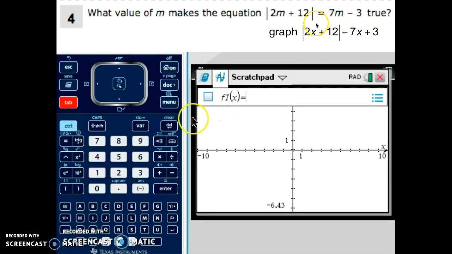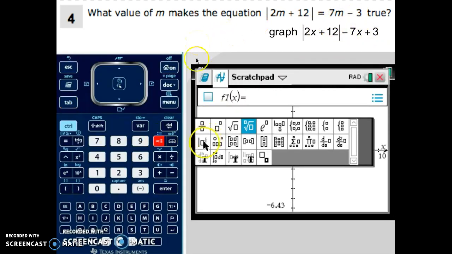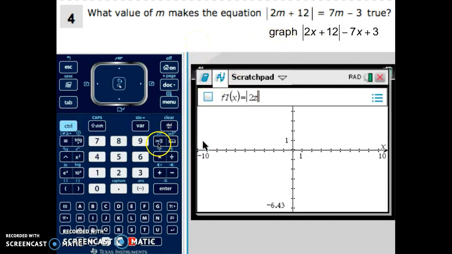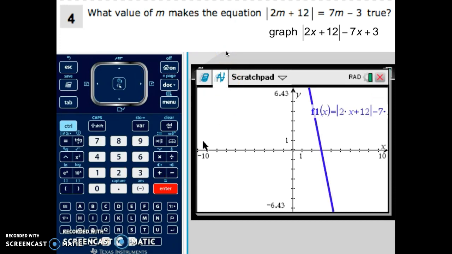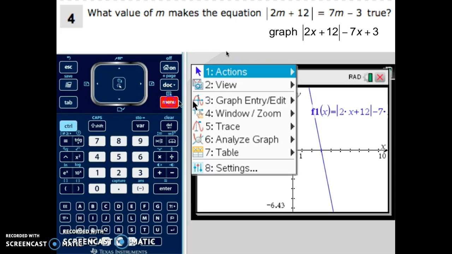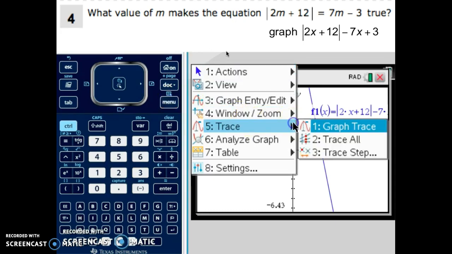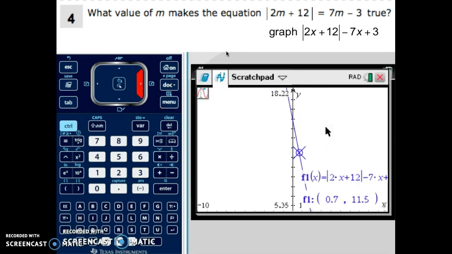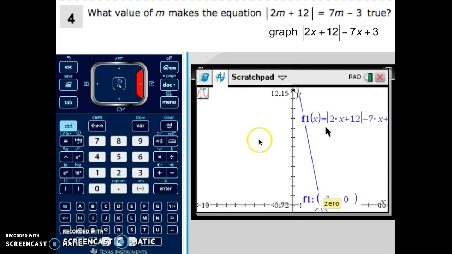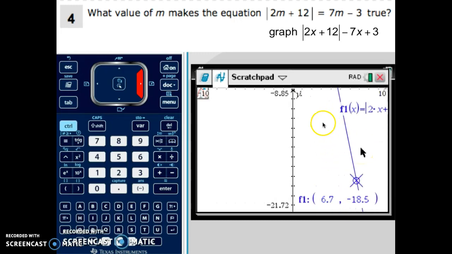So here's our graph. Here's our video to show how we graph these. Remember that we find the absolute value bars next to the number 9. We type 2x plus 12 minus 7x plus 3. And when we do Menu 1, which is trace, graph trace, we're looking for where it crosses the x-axis. We're looking for where it says the word 0. So 3, 0 is where it touches the x-axis.